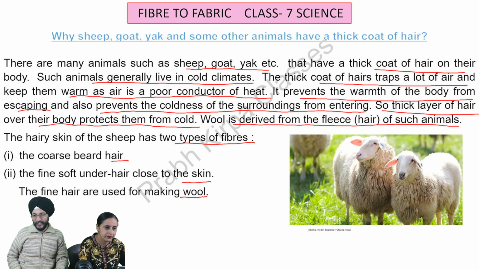In this photograph, you can see that the sheep has a thick coat of hair. This is all hair. These hairs protect the sheep from cold. You can also see that the fleece has two types of hair. This type of hair is the beard, which is called coarse beard hair. These are not fine, they are rough in nature. On the other hand, we get fine wool, which is available here and here, very much next to the skin, and is used for making fine quality wool.